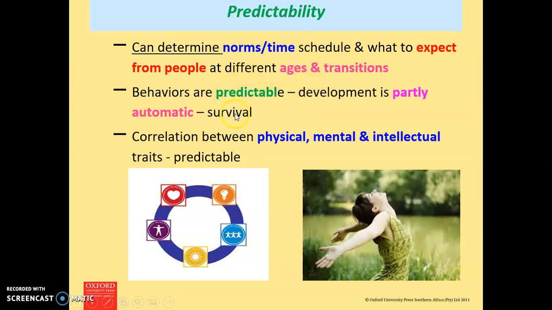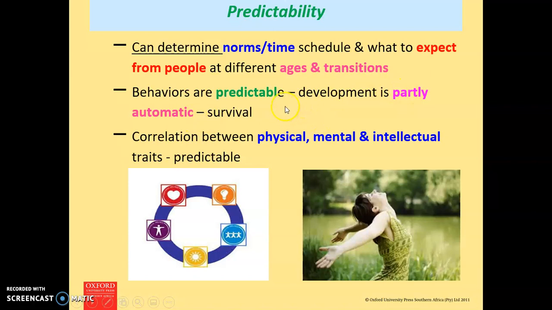Behavior could also be predicted when we understand that in our life there are stages that we have to go through. For example, from early age to later age, we have to move through certain stages until we come to old age. So we could predict what behavior is going to happen at a certain age, and we could also understand that development is partly automatic.